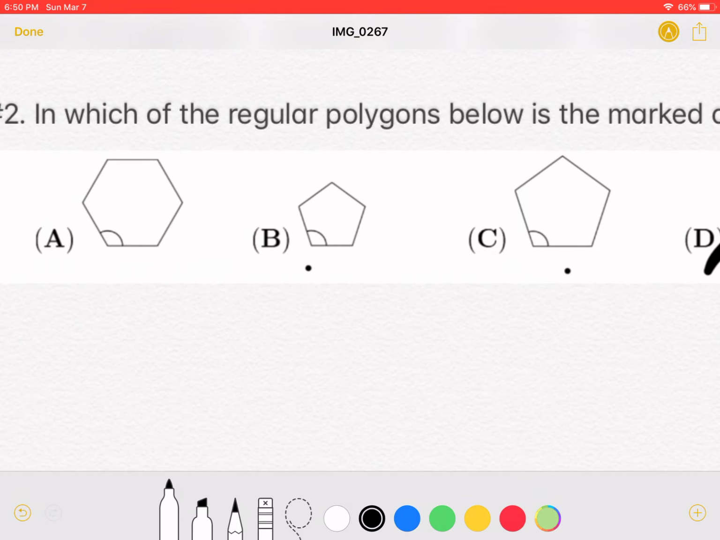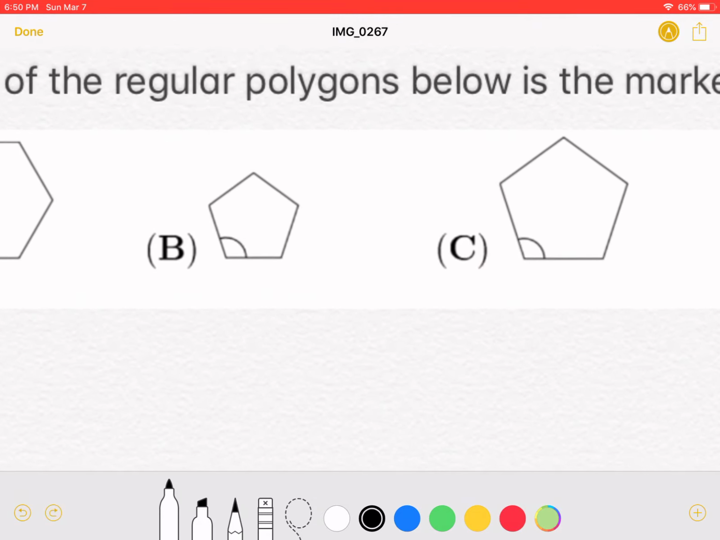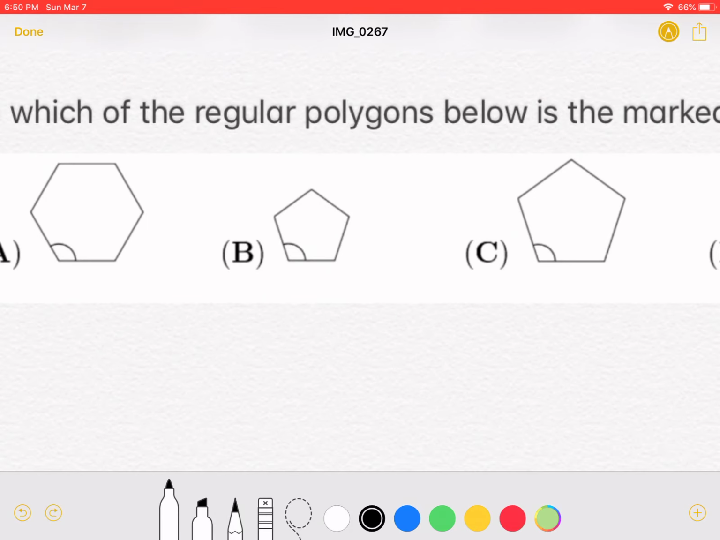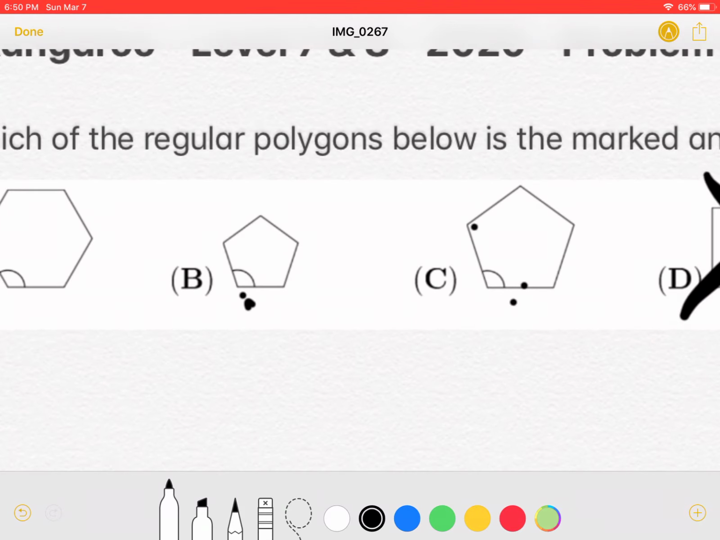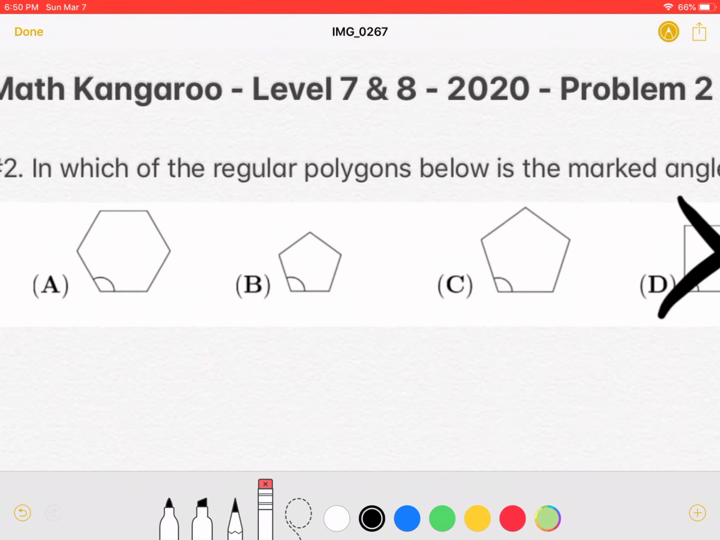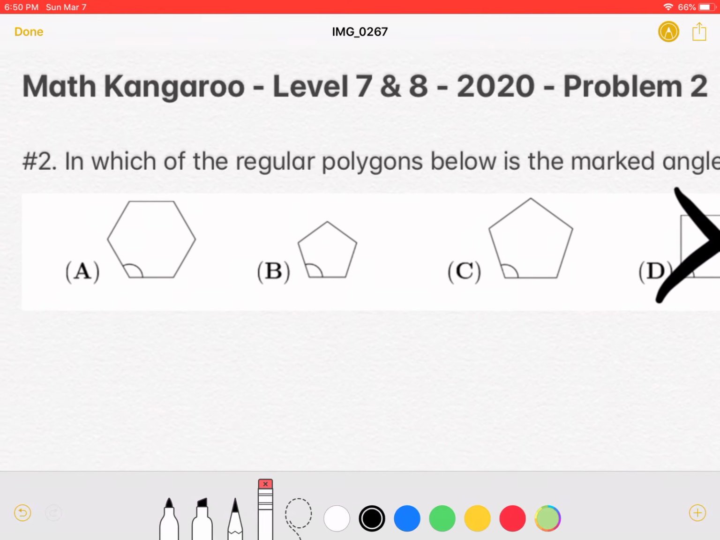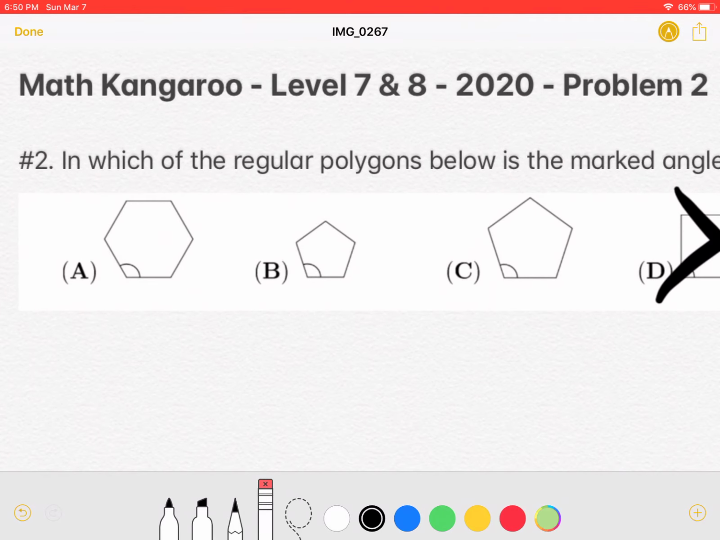Two are pentagons, and I want to mention both of them are pentagons, so the angle will have the same measure. So this one is not bigger than this, and this one is not bigger than this, even if the shape is bigger, and even if the angle looks bigger. So we're left with these three. So it's basically pentagon versus hexagon.